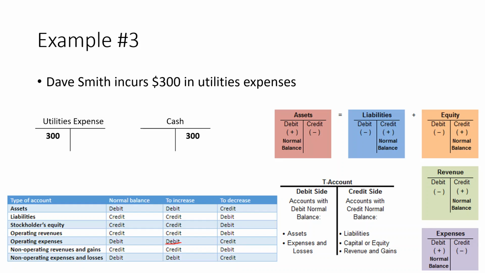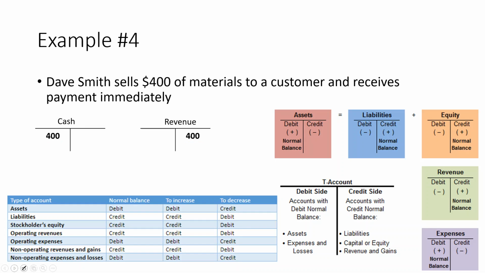We debit the expense of utilities expense for $300, and we credit cash for $300 because we're giving up an asset. We're decreasing our asset, which is cash. Fairly simple. Let's look at another example.